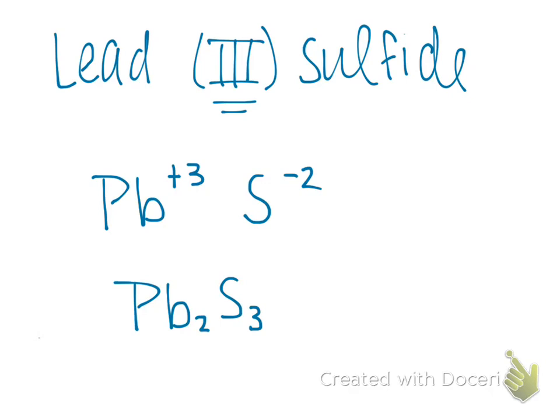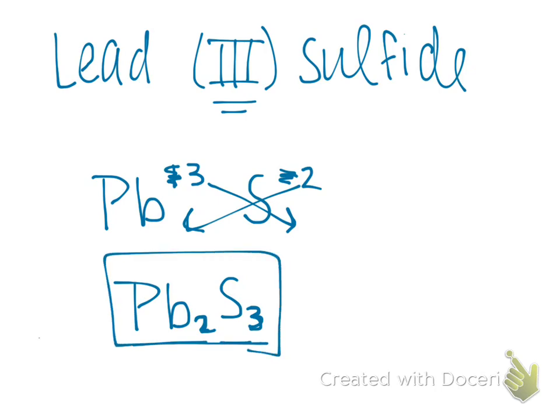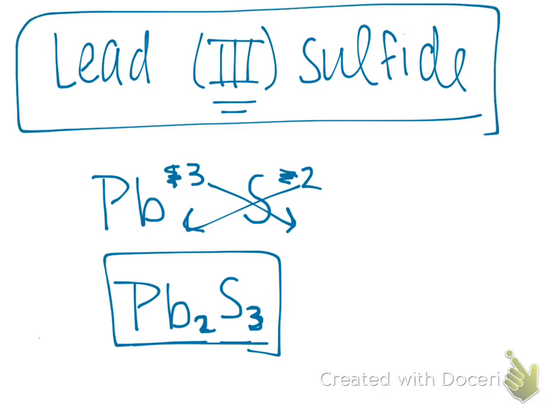So we got Pb2S3 because we wanted our charges overall to be balanced. We can use our shortcut method, which means get rid of your signs and then cross them down. That gives us Pb2S3. So if I would give you this molecule right here, the only name that would be acceptable is lead 3 sulfide.